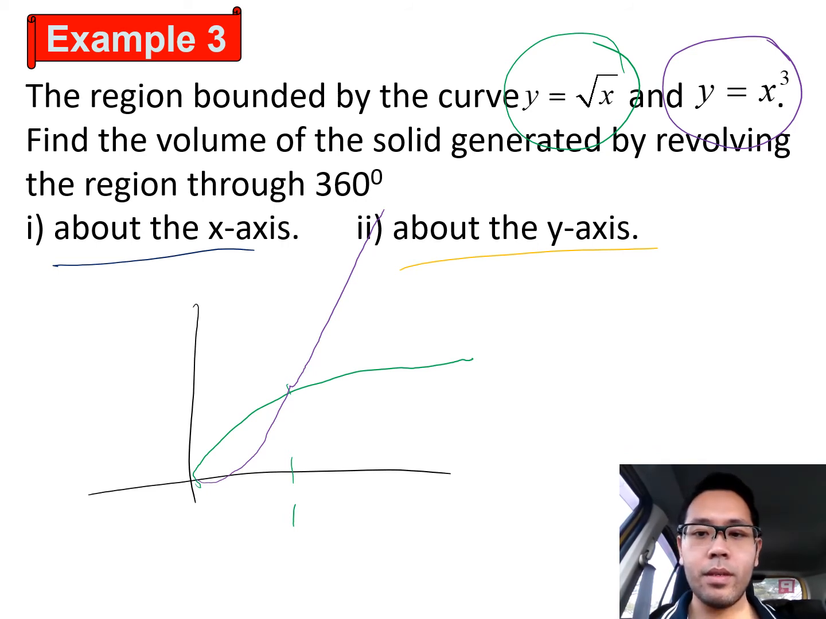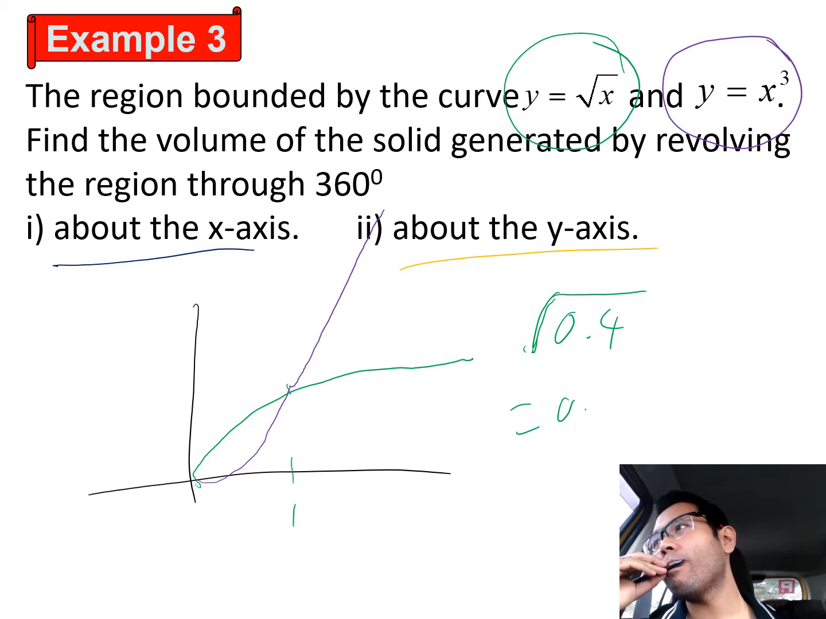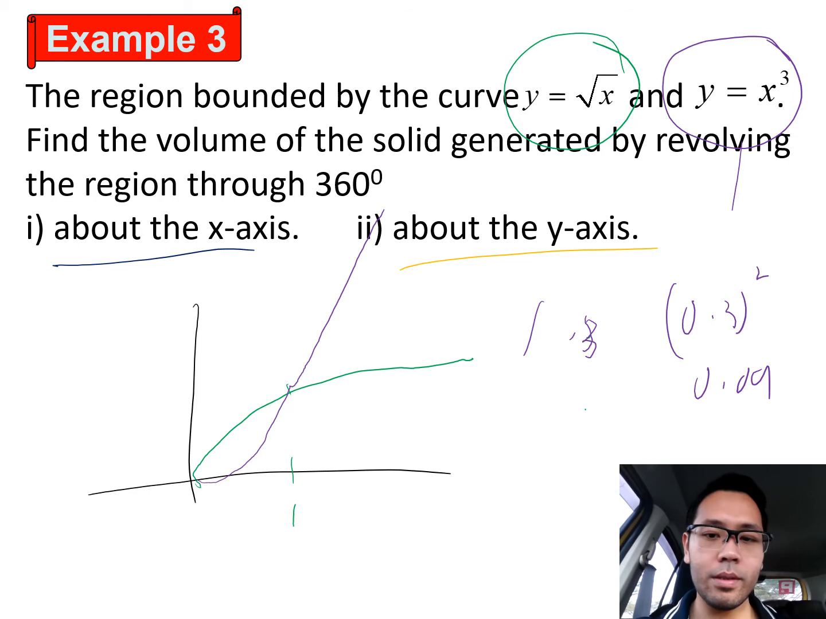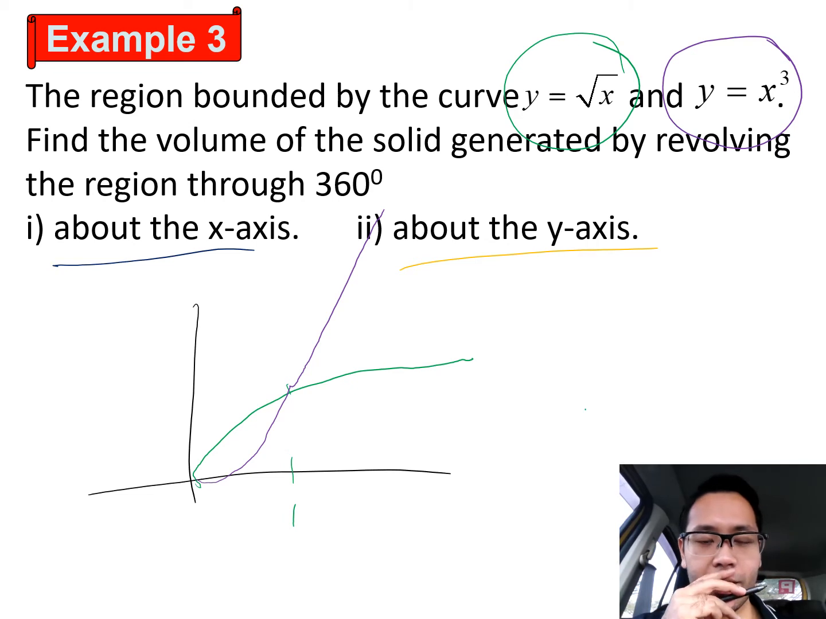Because, let's say if I take 0.4, you will give, 0.4 square root will give me. Alright, I need a calculator. This basically saying, if I do 0.3 squared, 0.09, this is very far smaller than if I try to square root. Okay, that's careless of me. I need to bring my calculator. I didn't bring it today. Right, so that's the graph.